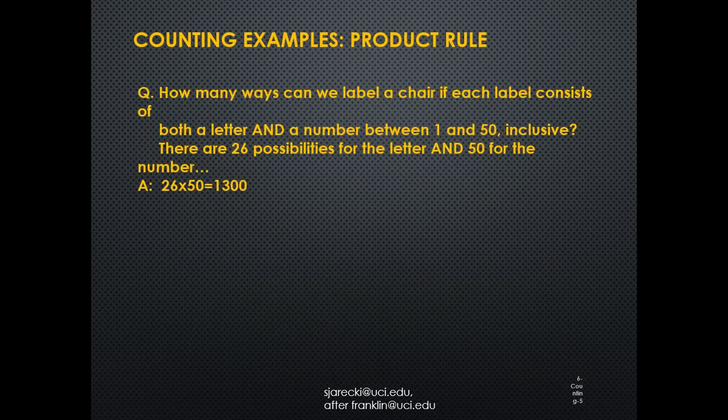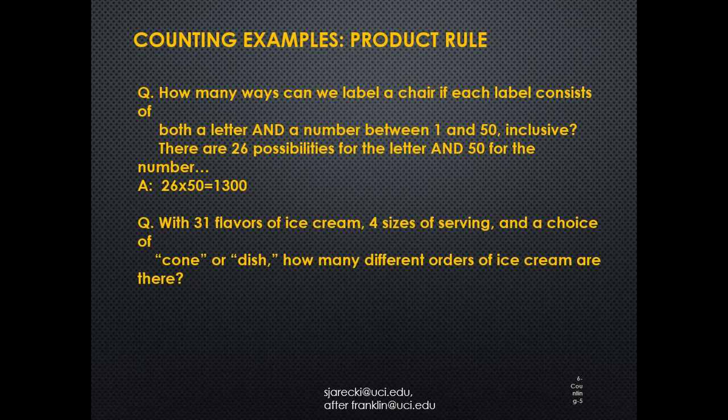Okay, so example. Question 1 states: how many ways can we label a chair if each label consists of both a letter and a number between 1 and 50 inclusive. So, the keyword there is "and". Both a letter and a number, meaning you can label a chair that involves a letter and a number.